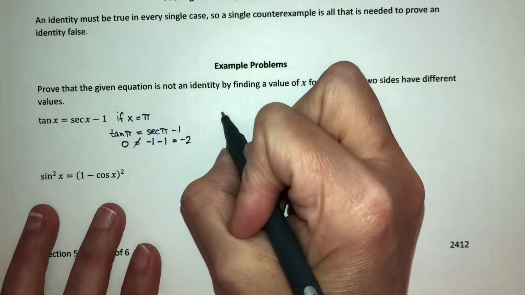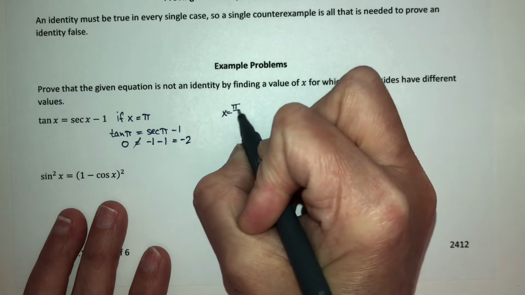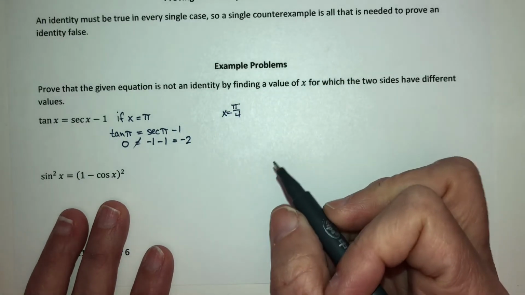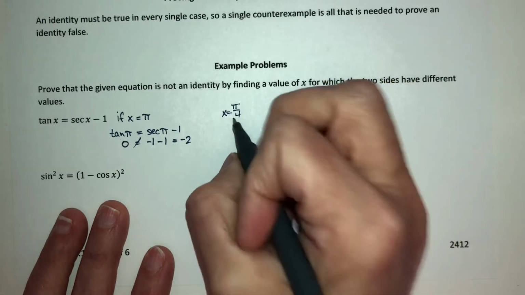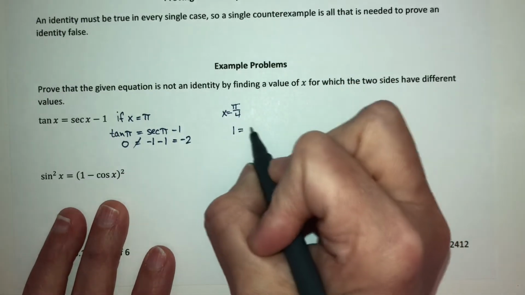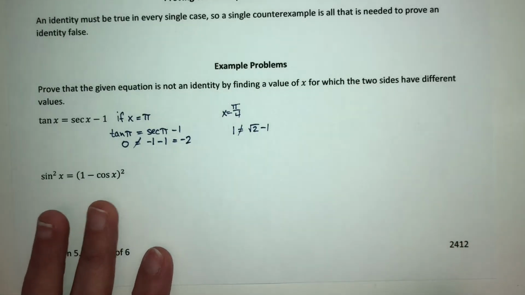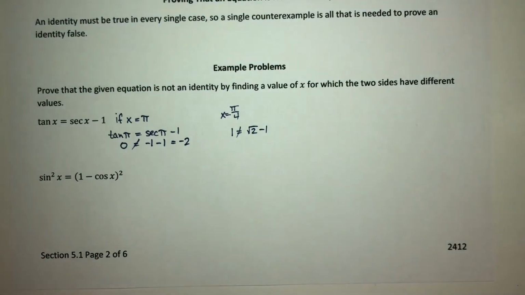You could have also chosen pi over 4. And in that case, tangent of pi over 4 is 1. Secant of pi over 4 is the square root of 2 minus 1, and that's not equal either. You'll likely have a bunch of options, but the first one you try may end up being true. Just don't give up on the whole thing.